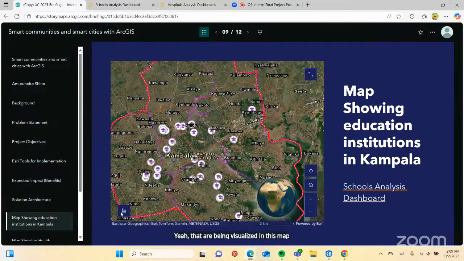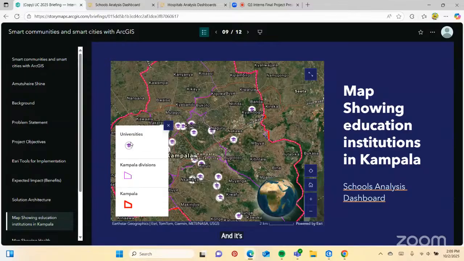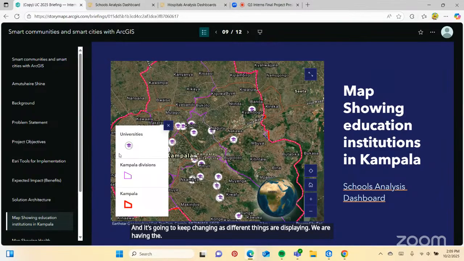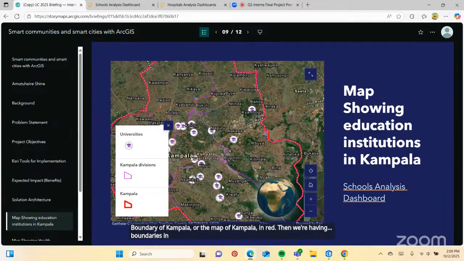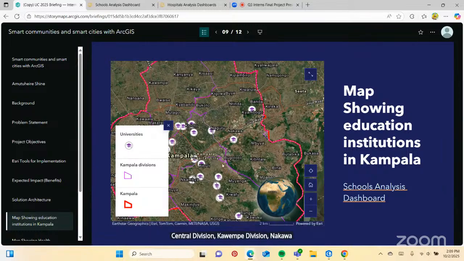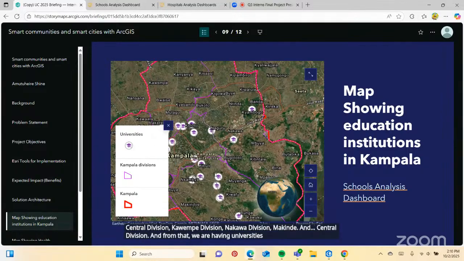We have our legend, and it's going to keep changing as different things are displaying. We have the boundary of Kampala, or the map of Kampala, in red. Then we have division boundaries in purple. Those are Central Division, Kawempe Division, Nakawa Division, Makindye, and Central Division. And from that, we have universities, which are these.